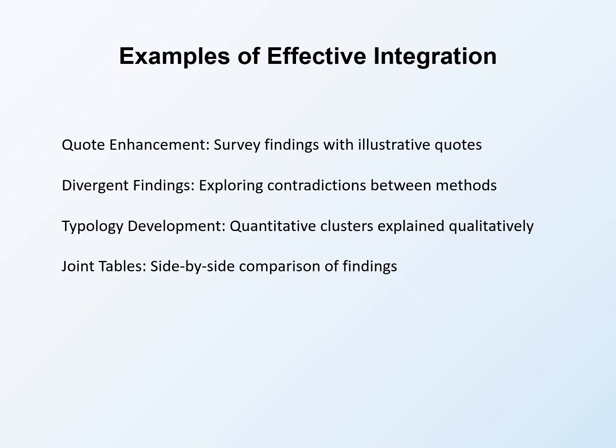Translation processes typically involve forward translation from original to target language, back translation from target to original to check accuracy, committee review comparing translations and resolving discrepancies, and cognitive testing with target population members. Adaptation may require modifying examples, response options, or item wording to fit cultural context. Document all adaptations and their rationale.